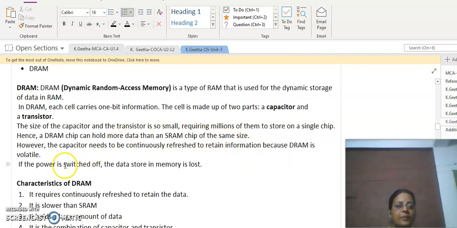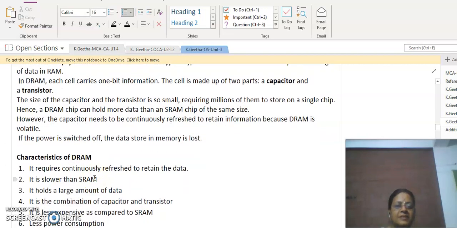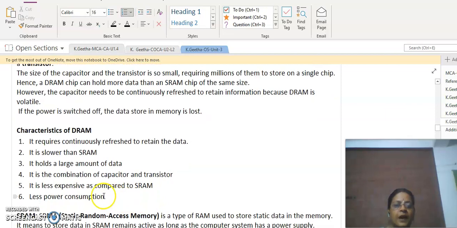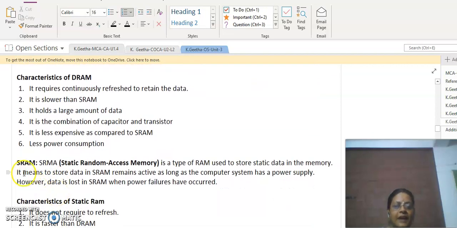Here they have told that if the power is switched off, the data is going to be lost. The characteristic of dynamic RAM is that it needs to be continuously refreshed. Only then will we be able to retain the data. Of course, it is slower than the static RAM, and it also holds a large amount of data, and it uses a combination of capacitors and transistors as a basic building block for framing this memory. And of course it is less expensive when compared to static RAM, and power consumption is also very low.